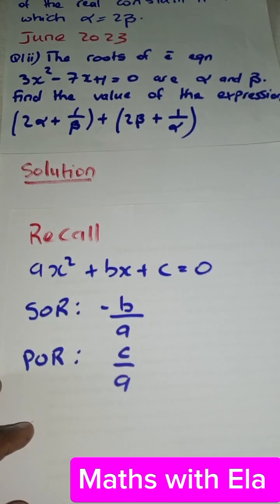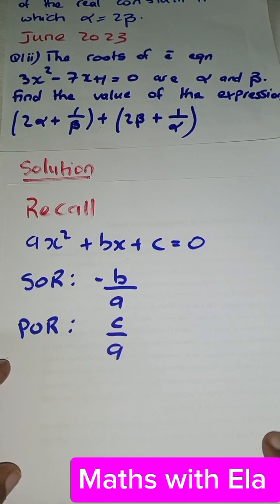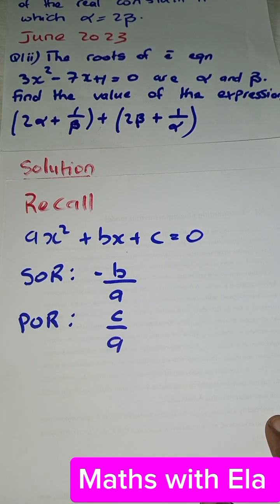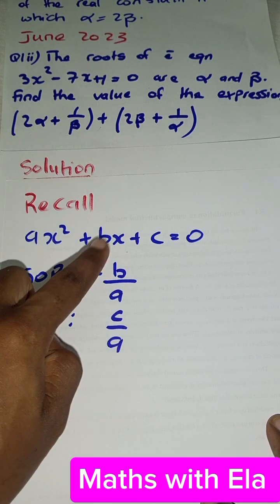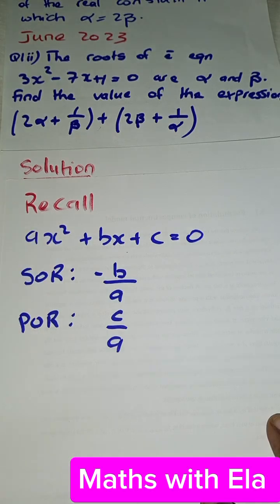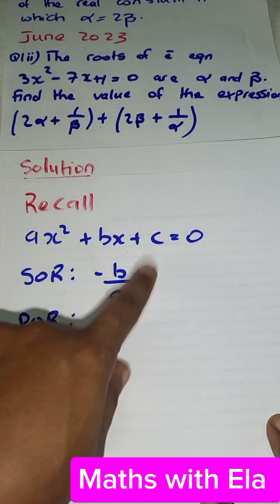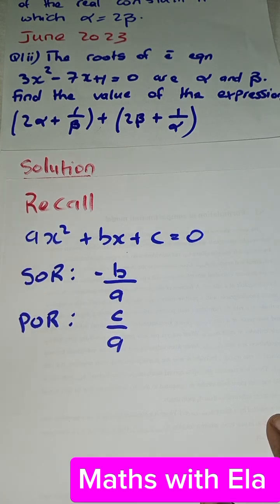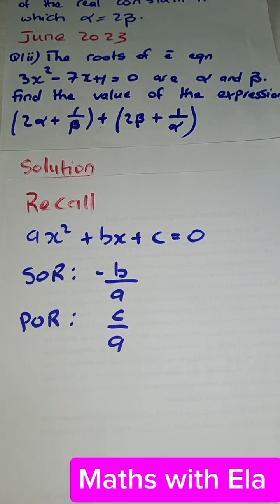But before we start, we have to recall that given the general form of a quadratic equation ax squared plus bx plus c equals 0, the sum of roots is given as negative b on a, where b, of course, is the coefficient of the x term and a is the coefficient of the x squared term, and the product of roots is c on a, where c is the constant term in the quadratic and a is the coefficient of the x squared term.